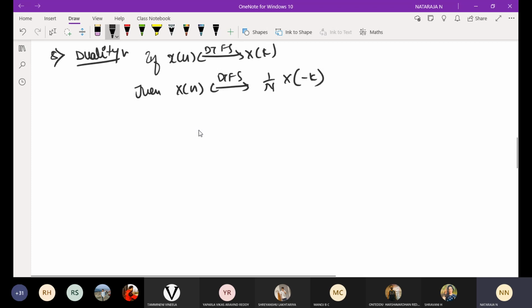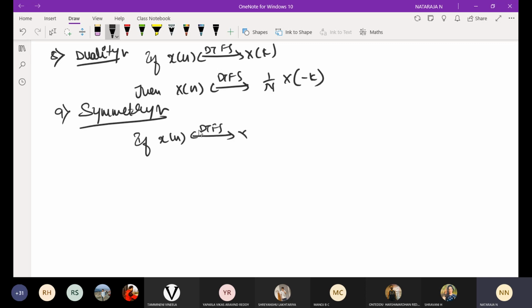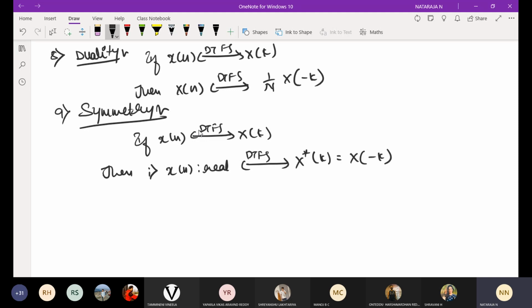Next, symmetry property. If x of n is the DTFS of x of k, then first one, x of n is real. If x of n is real, DTFS of x conjugate of k is equal to x of minus k. If it is x of n is real.